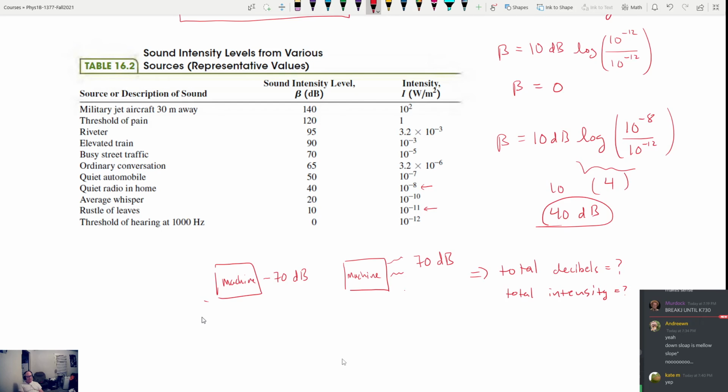What do you think? Is it going to be 140 decibels when you add them together? Is it going to be less? Is it going to be like, I don't know, 80 decibels? Is it going to be 60 decibels? It's definitely going to have to be bigger than 70, right? What do you all think?